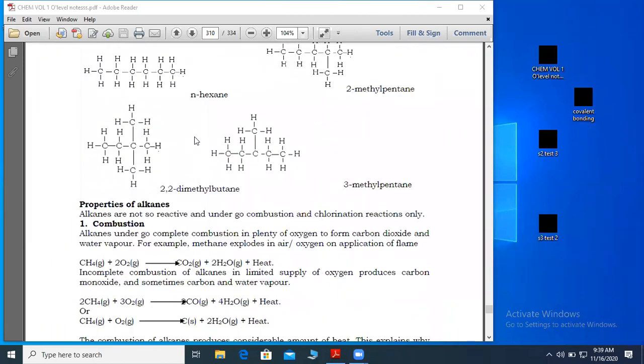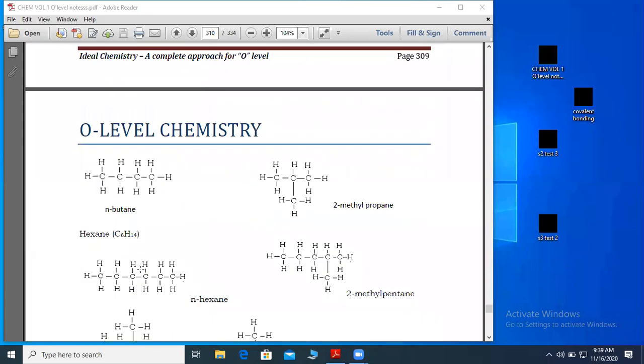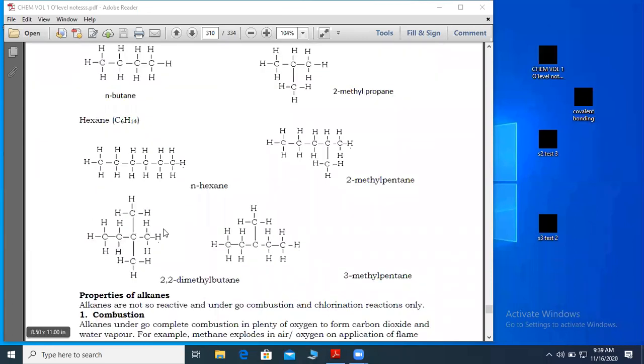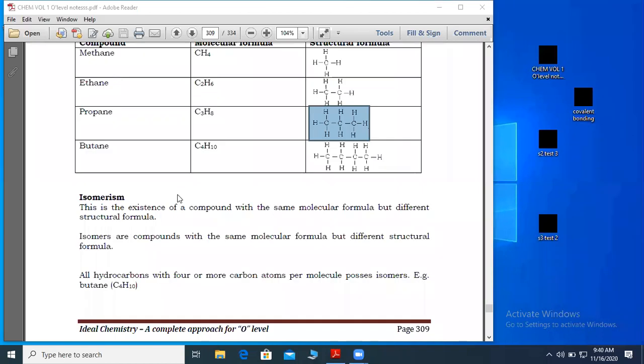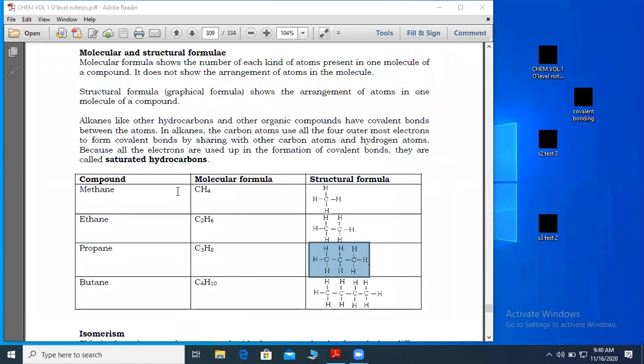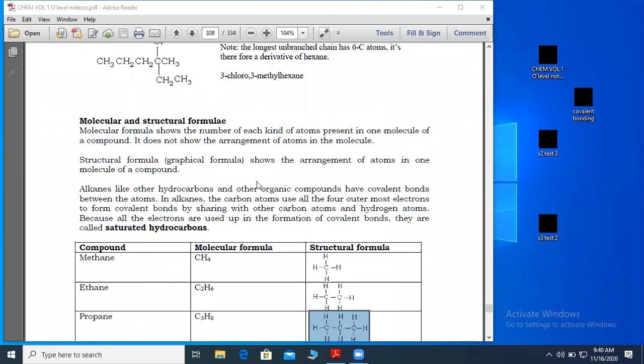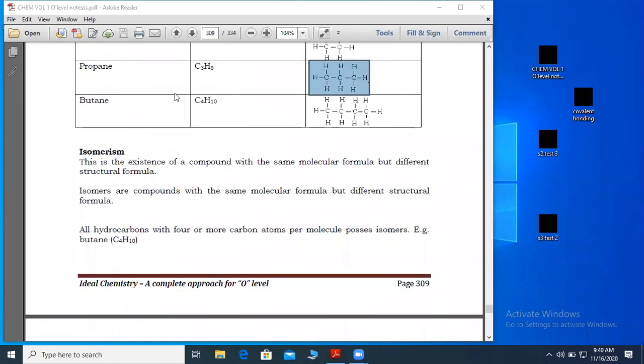All these, don't waste your time. They are not for you. We removed them. We shall ask them in senior 5. So note, the other thing you need to read is molecular formula and structure formula. Full stop. Concentrate on this table.